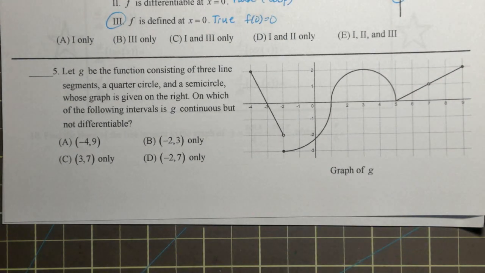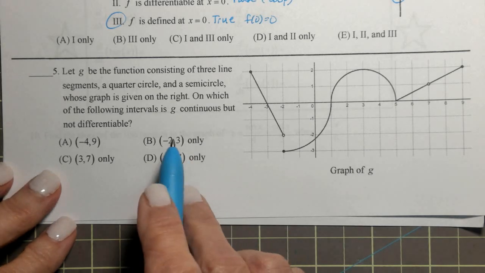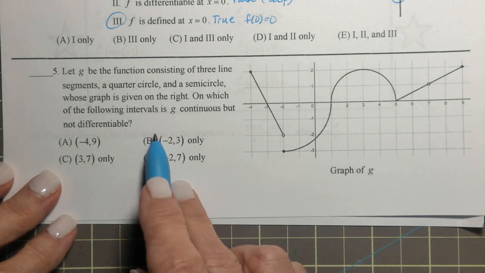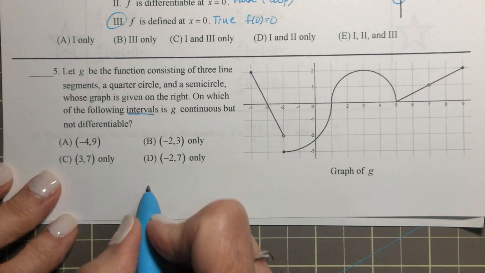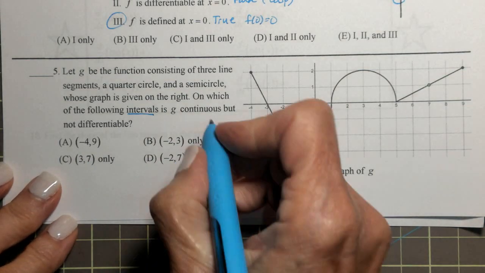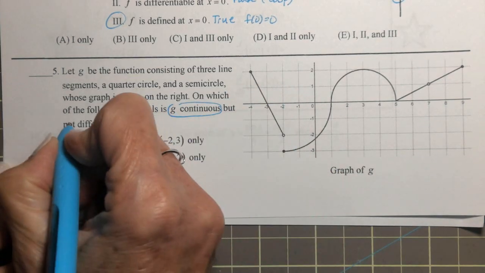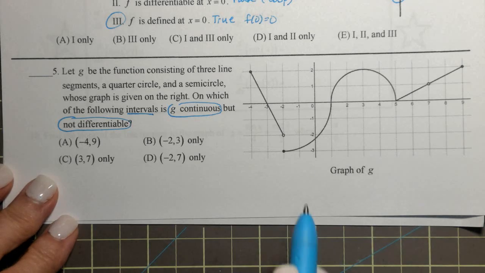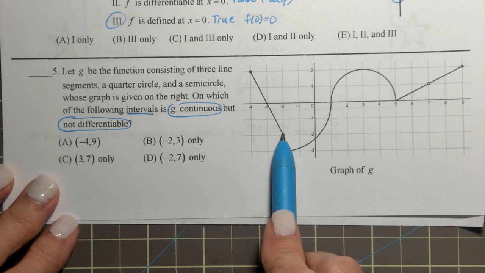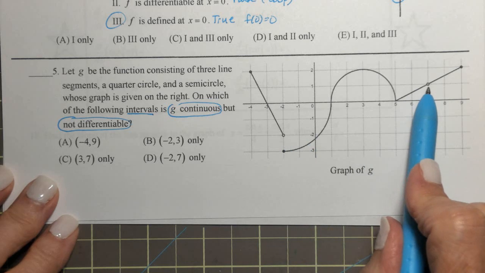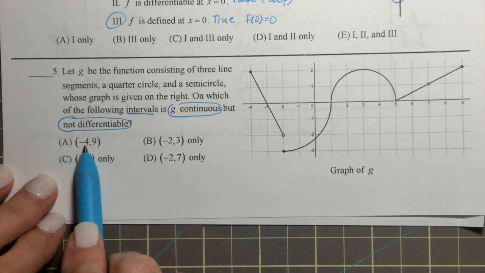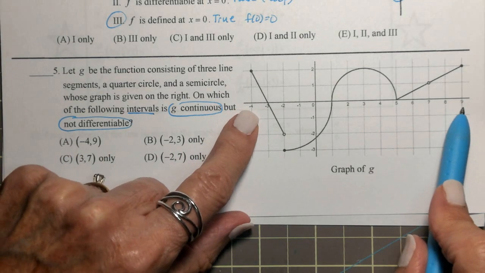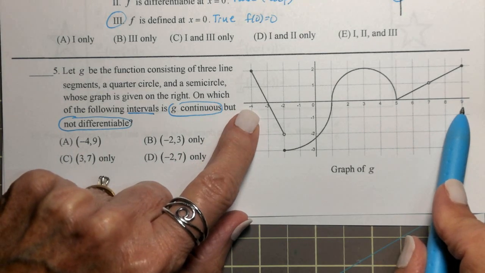Number 5. Let G be the function consisting of 3 line segments, a quarter of a circle, and a semicircle, whose graph is given on the right. On which of the following intervals, these are intervals not points, on which of the following intervals is G continuous but not differentiable? Continuous but not differentiable. So immediately I see this discontinuity and this discontinuity. Okay? So from -4 to 9, G is not continuous.